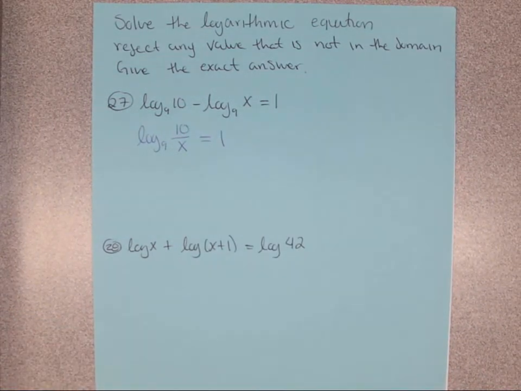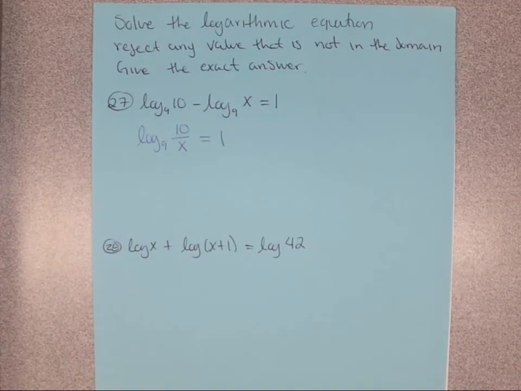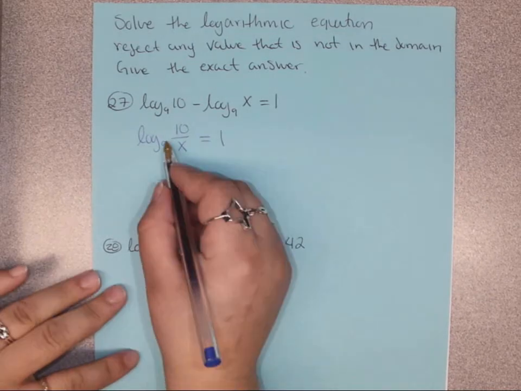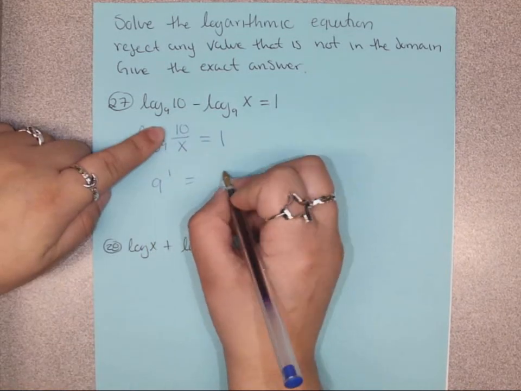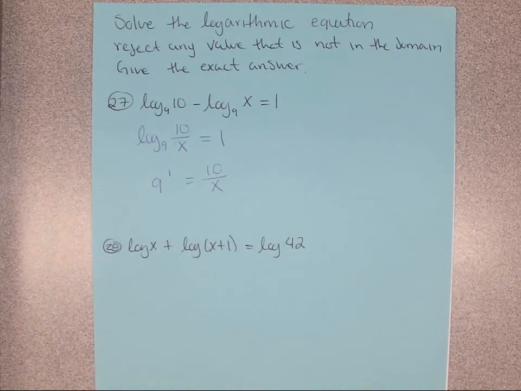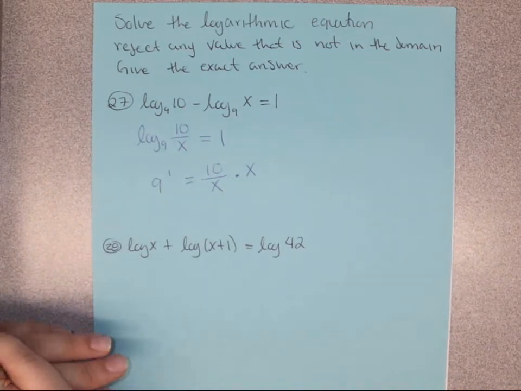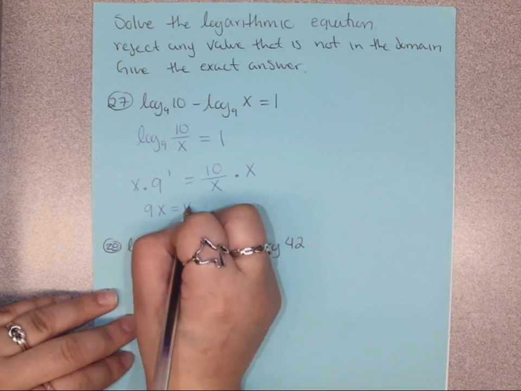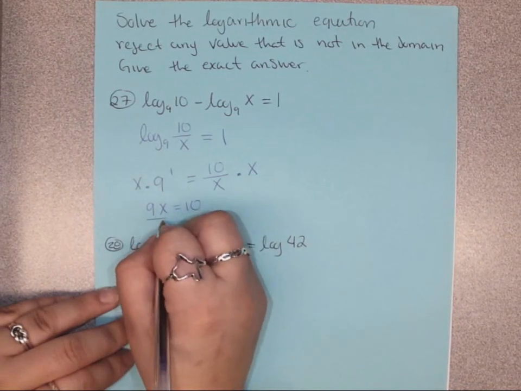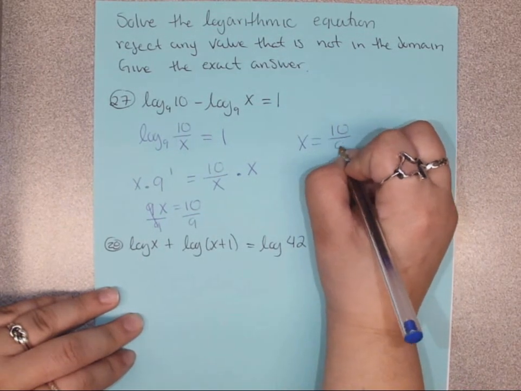Now we cannot solve log equations like this. We must change it to exponential form. So we have a base of 9 raised to the power of 1 equals your answer of 10 over x. And from here, now we should be able to solve for x. x is right now on the bottom, so I need to get it to the top. I need to get rid of x on the denominator, so the opposite will be to multiply by x. So that's how we end up with 9x equals 10. We're trying to solve for x, so I'm going to divide by 9 on both sides, and that's how I get x equals 10 over 9.